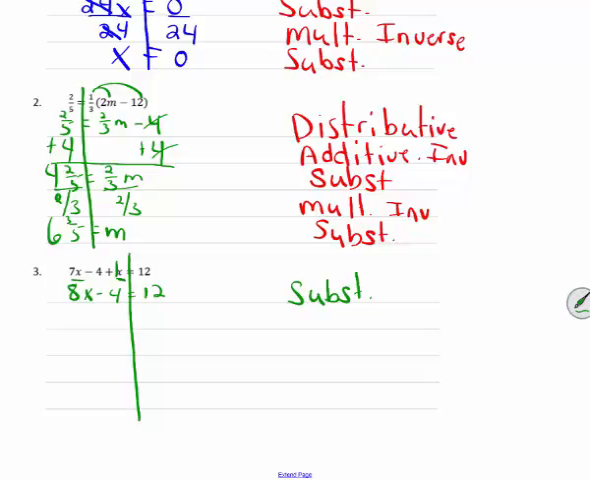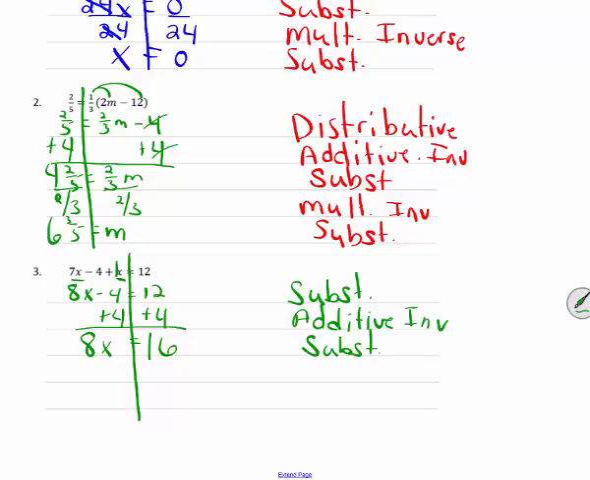Okay, now I have to cancel my constant. So I'm going to add 4 to both sides. Anytime I add or cancel the constant, it's your additive inverse. That's going to give me 8x. 12 plus 4 is 16. That's a substitution. I'm taking out what I have and I'm putting it in. Divide both sides by 8. So that was the multiplicative inverse and substitution.